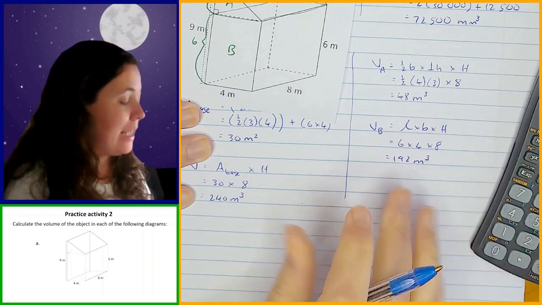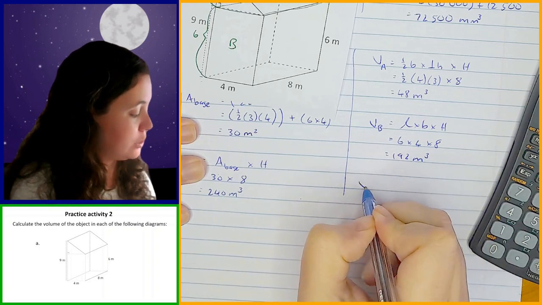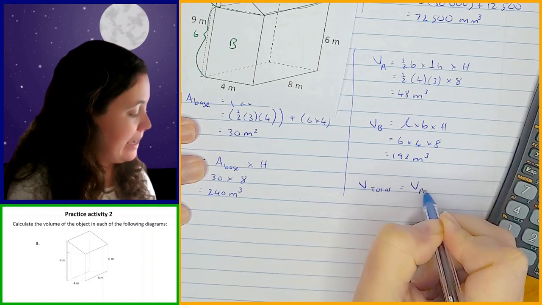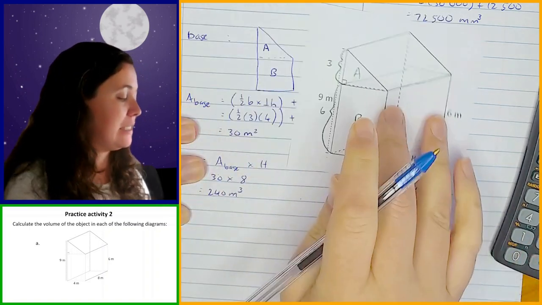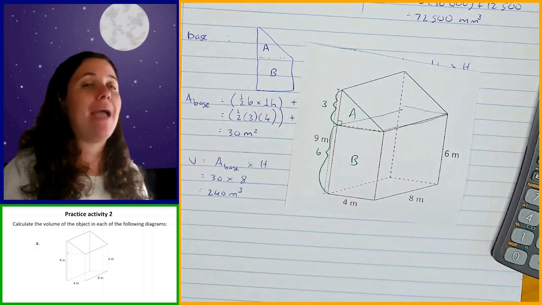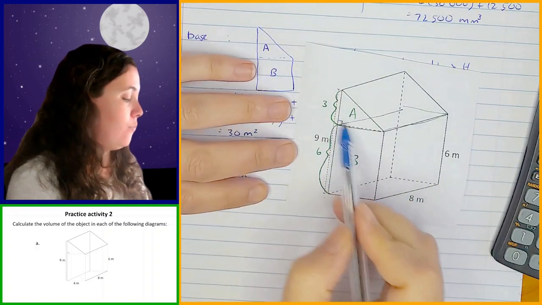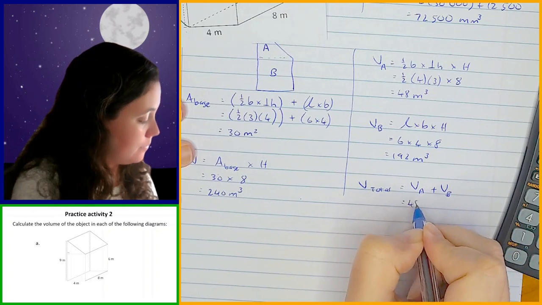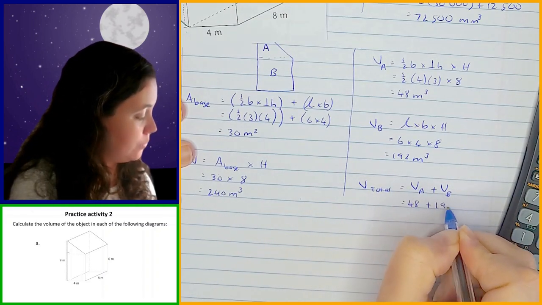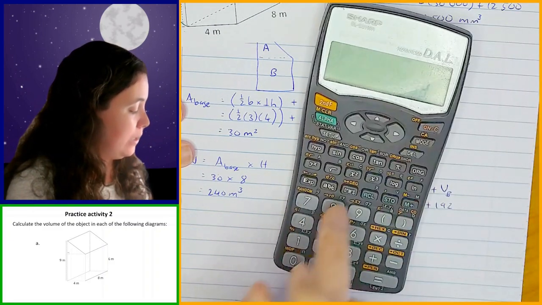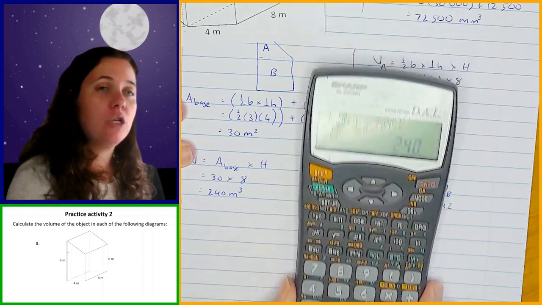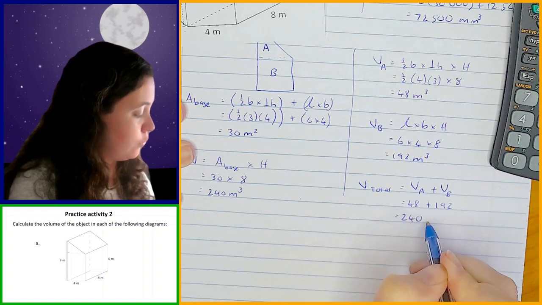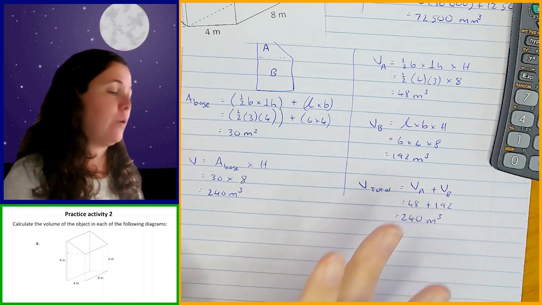meters cubed. And then the total volume, I'm just going to add those. So the total is the volume of A plus the volume of B. Now in this case, it's not like the first one where I had two A's and one B. Here, I just have one A and one B. I'm just going to add them. So I'm going to have 48 plus 192. And if I say 48 plus 192, that gives me 240, which is the same answer that I got over there. 240 meters cubed. So there are two ways of doing that one.